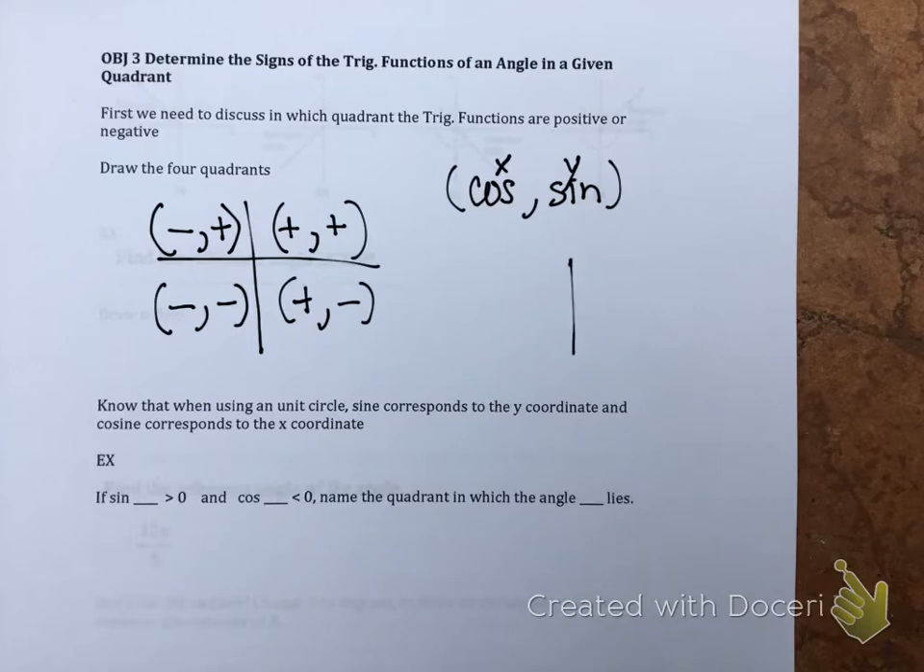So there's a mnemonic device you can use. You can either use the plus, negative, negative, plus, or you can use this, all students take calc. So all students take calc, that means all functions are positive in quadrant 1. Sine and cosecant are positive in quadrant 2. Tangent and cotangent are positive in quadrant 3. And cosine and secant are positive in quadrant 4. In quadrants 2, 3, and 4, the other functions are all negative.